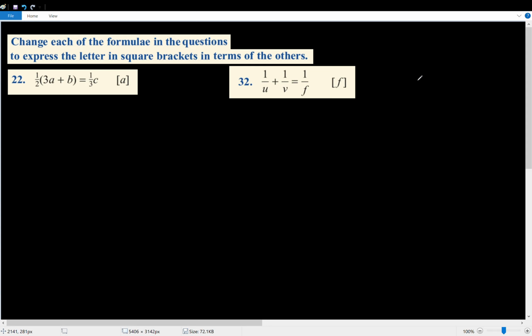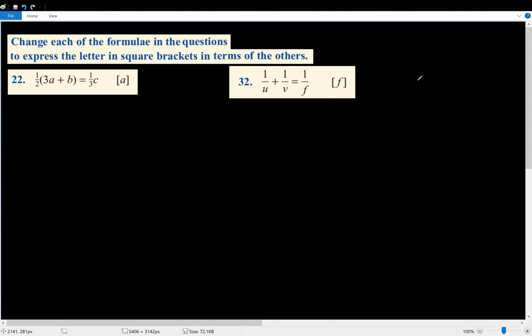This is questions 22 and 32 from exercise 8.1 in Project Maths 2. We have to change each of the formulas in the questions to express the letter in square brackets in terms of the others. So we'll start with question 22. We have 1/2 multiplied by 3a plus b is equal to 1/3 c, and we want to get a on its own.